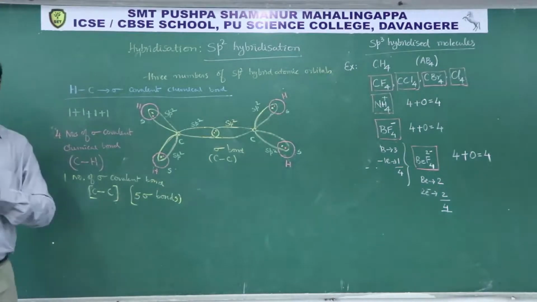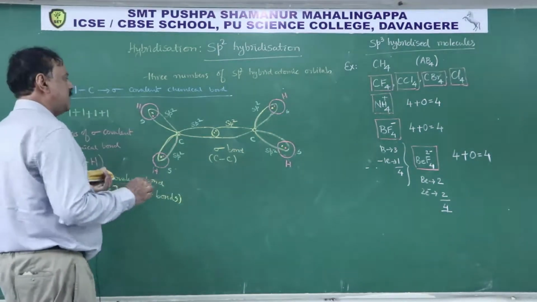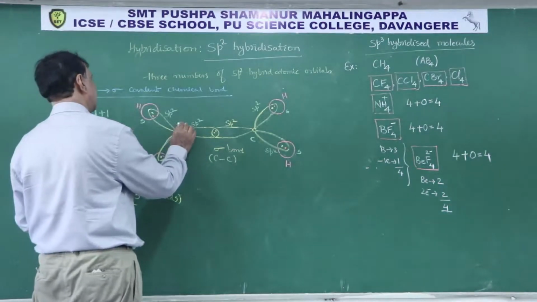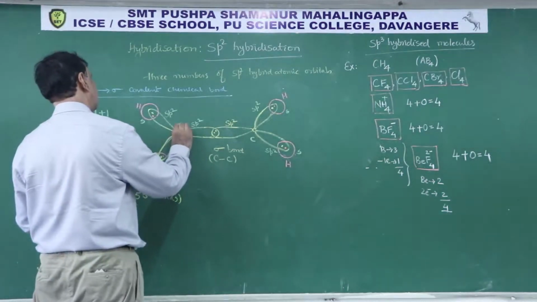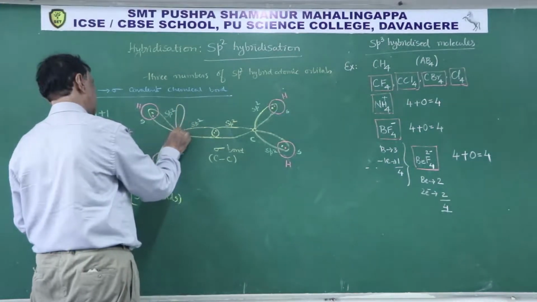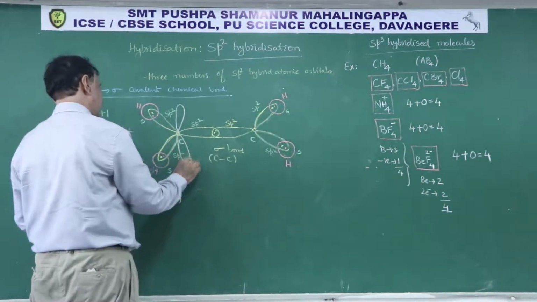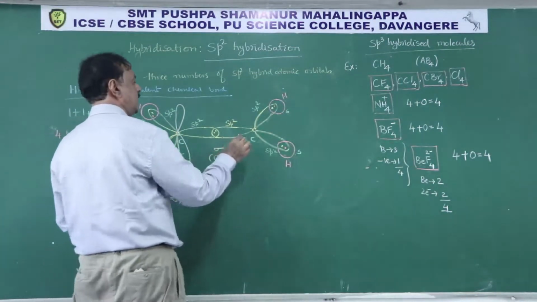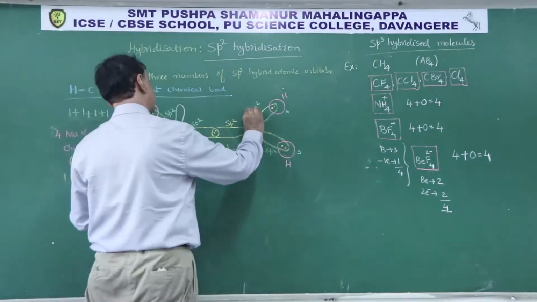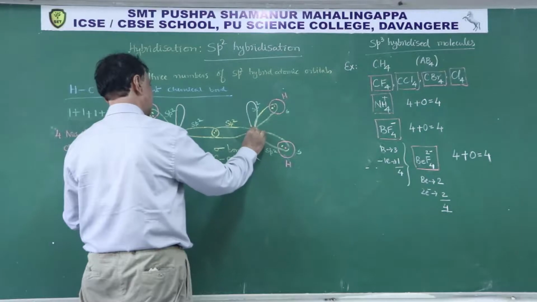Very important. One of the atomic orbitals, the pz atomic orbital, is not involved in covalent chemical bond formation, and it is perpendicular to the plane of x and y. Now this is x and y. Now this is the pz atomic orbital. White corresponds to the pz atomic orbital. It is not involved in the bond formation or hybridization, and it is perpendicular to the plane of x and y.